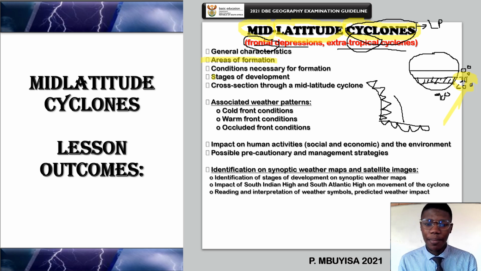And we also think about stages necessary for their formation. Remember, I'm just giving a brief outline of the section before we attempt to answer some of the questions. Now, stages of formation, we have 4 stages. We have the initial stage, the developmental stage, and we have the mature stage, and we have the occlusion stage.